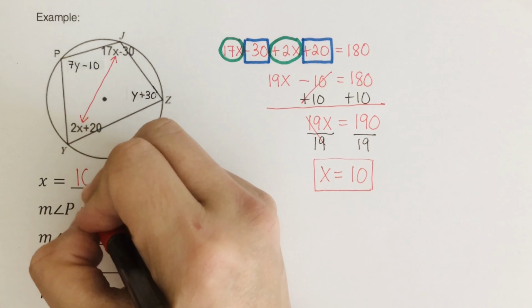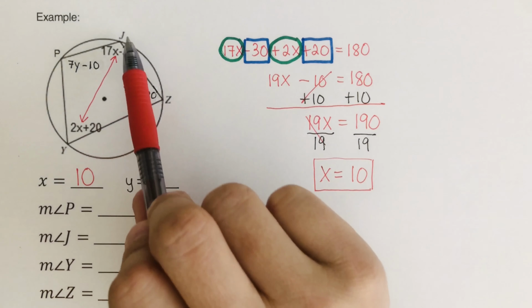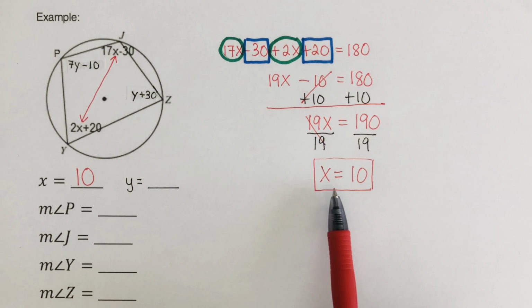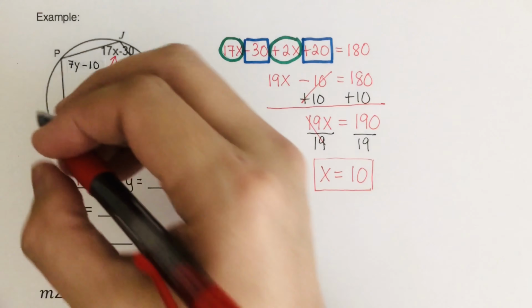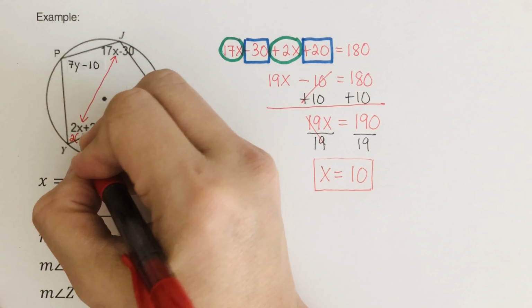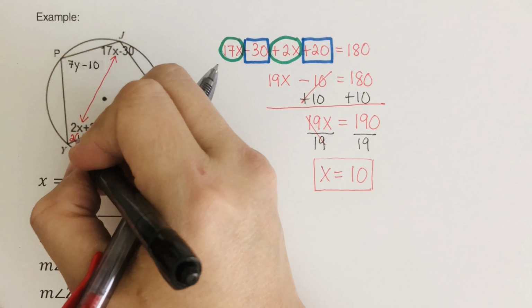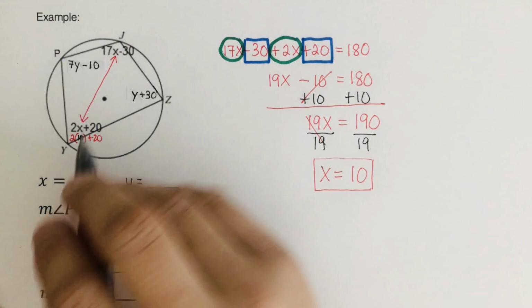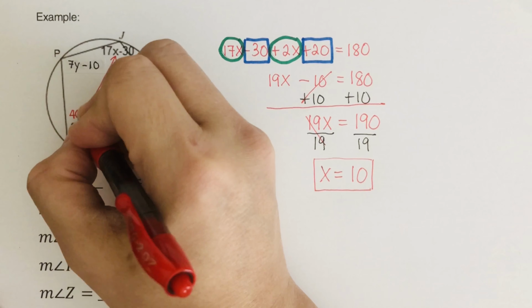That's 10. Now, to find the measures of angle Y and angle J, we are going to plug the value of x into this expression that we have here. So we write 2 times the 10 plus 20. So 2 times 10 is 20, plus 20 is 40. So this corner right here is 40 degrees.